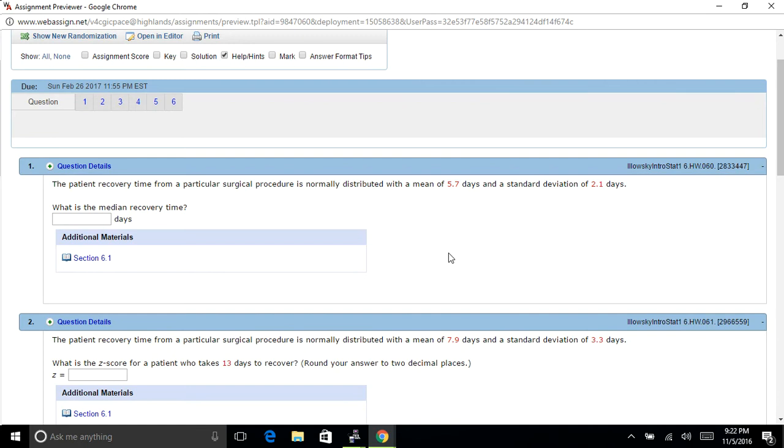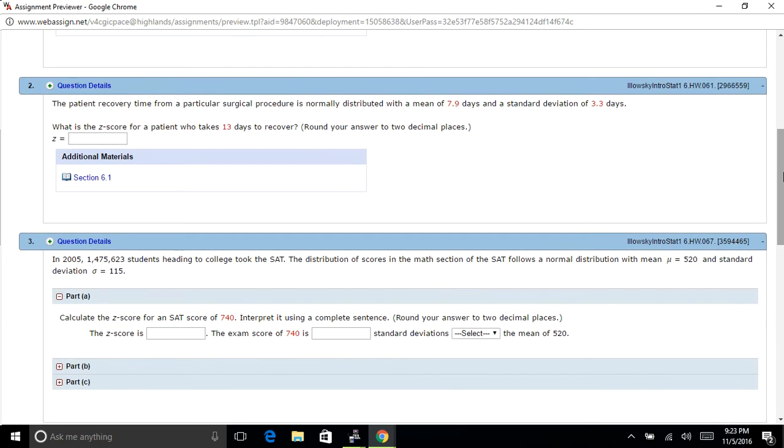So remember, when we're talking about normal distribution, we're talking about the mean equals the median because of that bell-shaped curve. In the very middle is the mean, and 50% of the data is on the left of the mean, and 50% of the data is on the right of the mean. If you go back to Chapter 2 and think about the median, the median is the middle 50% of the data. So we know when it's normally distributed that the mean equals the median. So the answer for this one is 5.7.